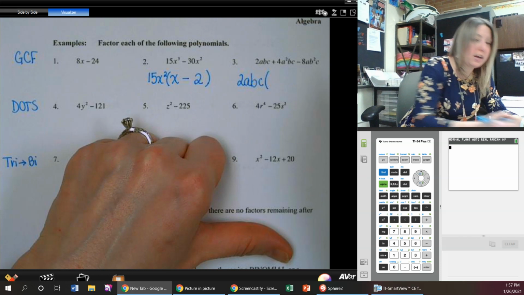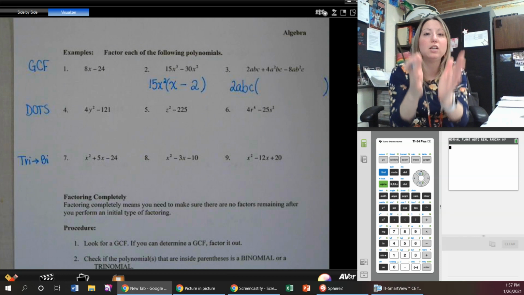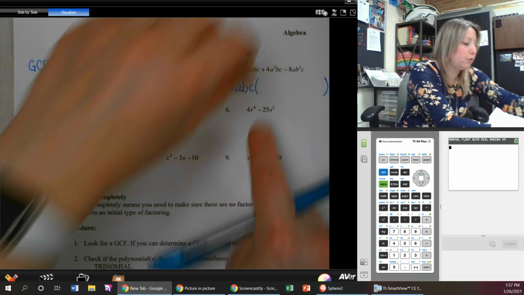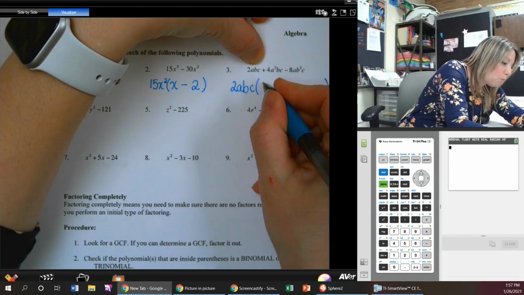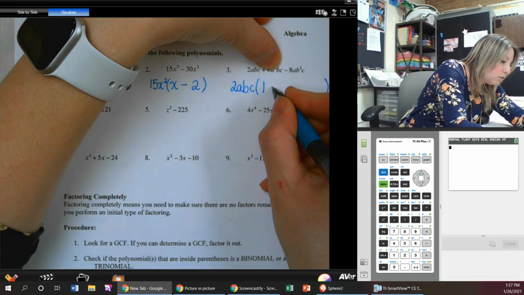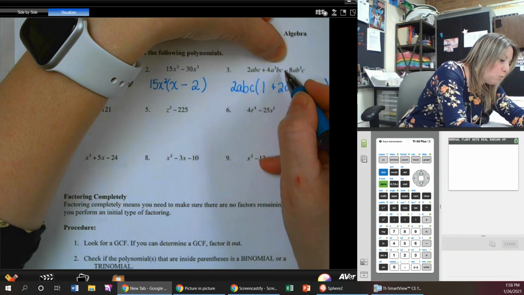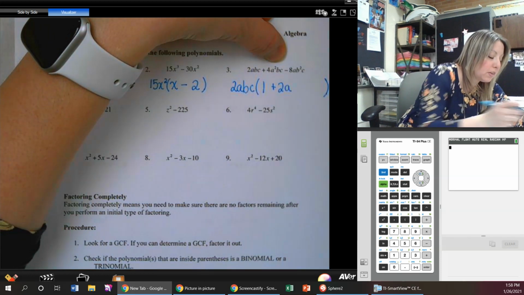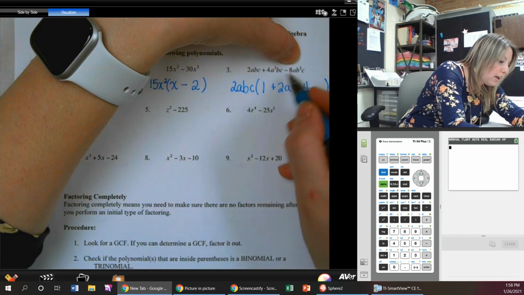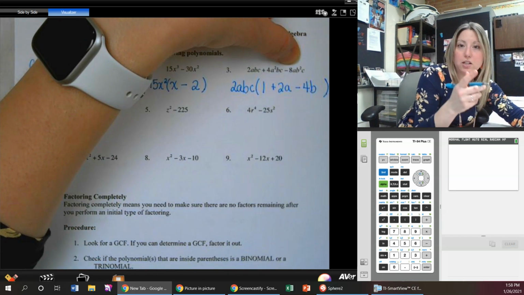Now I'm making a big empty set of parentheses behind for the leftover. Okay? Now each term gets divided by the GCF. If a term is divided by itself, like in the case right here, only a 1 is left. 4 divided by 2 is 2. A squared divided by A is an A left. The B's cancel out to 1. The C's cancel out to 1. Negative 8 divided by 2 is negative 4. The A's cancel out to 1. The B's have one B left over, or B to the first left over.